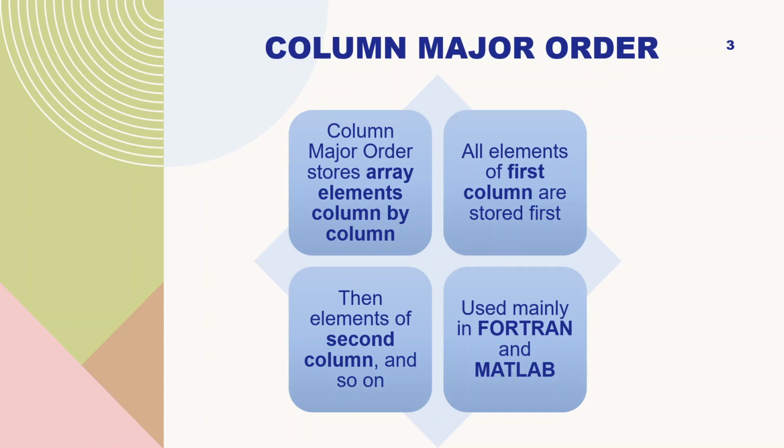Column major order is mainly used in programming languages like Fortran, MATLAB, etc. You can think of it as filling the array top to bottom first, then moving to the next column. The important interview point is C uses row major order and Fortran and MATLAB use column major order.